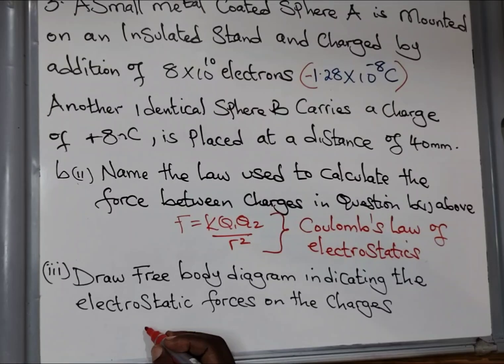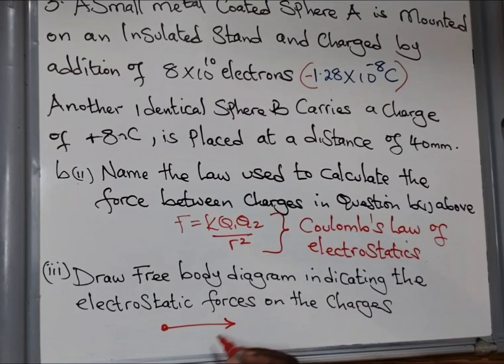This is what you have to do. If this is the charge, it will be drawn to the other one. And if this is another charge, it will be drawn towards this one. So what we are observing here is the attraction. And this is the free body diagram indicating attraction.